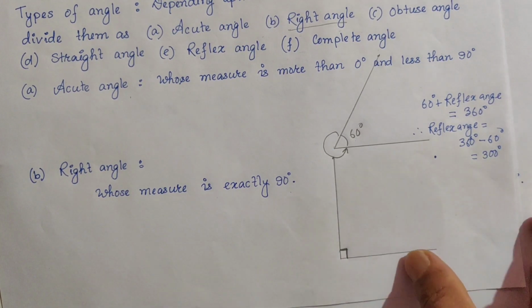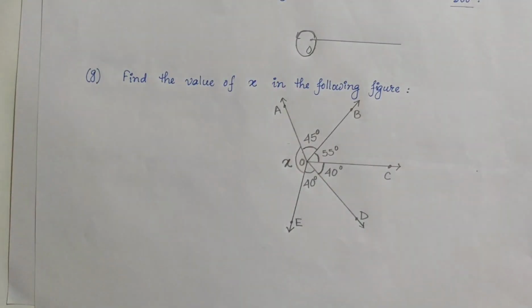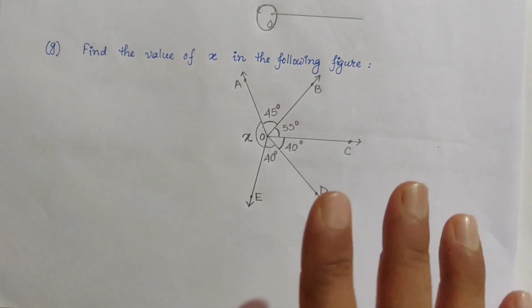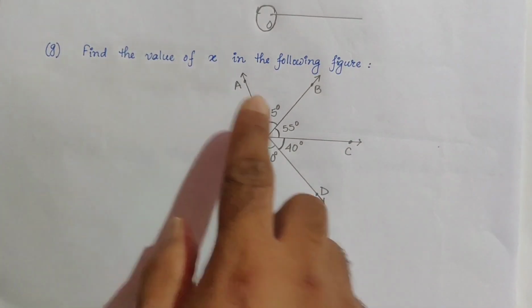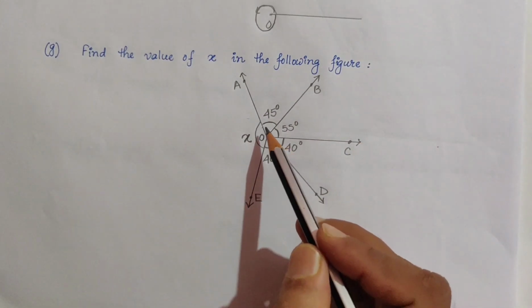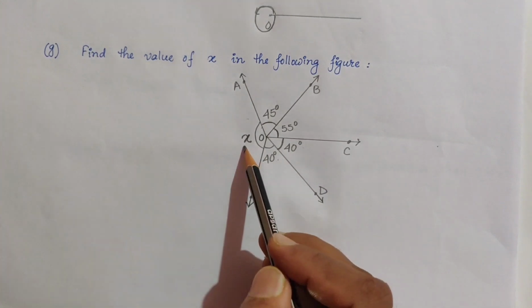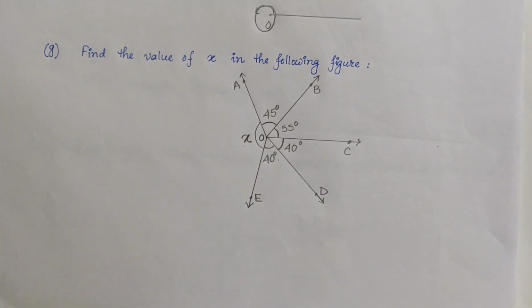Now using this concept, you can do this problem. Find the value of x in the following figure. This diagram is given to you. Here there are 1, 2, 3, 4, 5 angles. One angle is unknown, that is x, and you have to find the value of x.